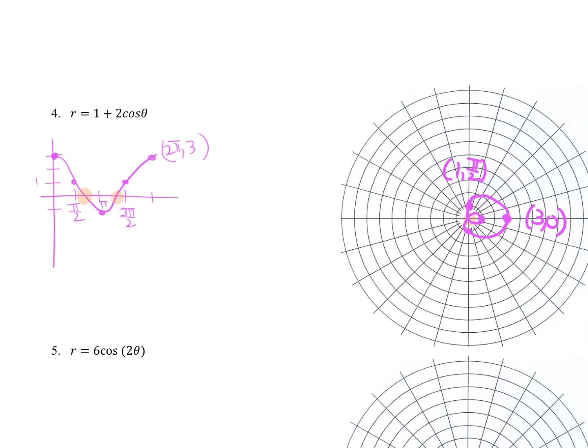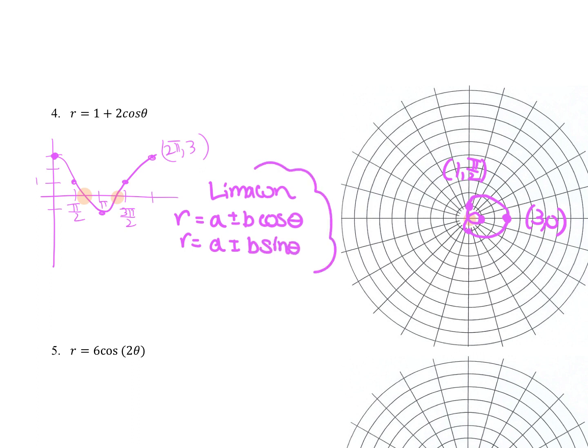And this is called a limaçon. You know it's a limaçon because the equation looks like this. So it's very similar to the cardioid, except that the values in front, like the constant in front and the value in front of the trig function, those numbers are different. And that's what gives you the limaçon over the cardioid. That gives you the loop.